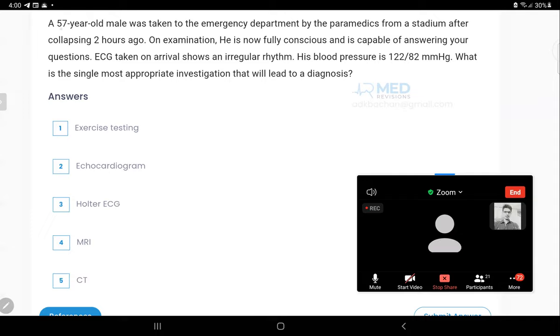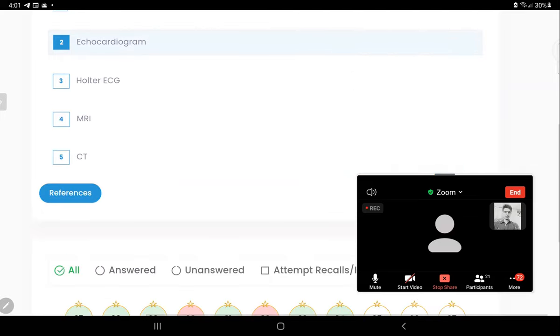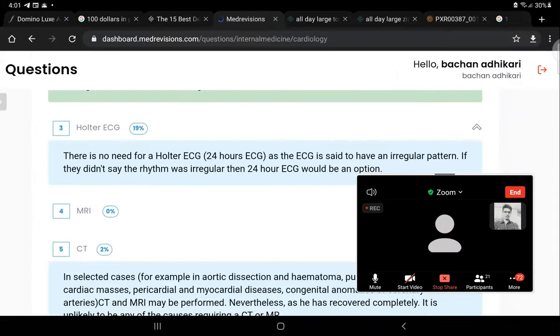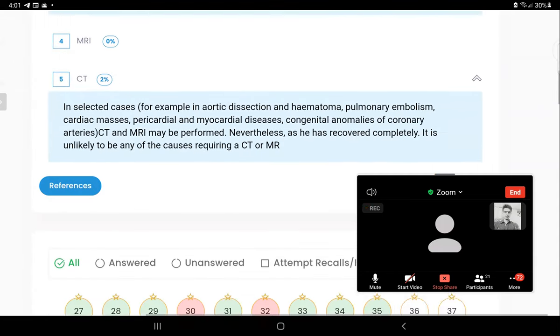And this is a 57-year-old and they've collapsed 2 hours ago, right? All right, they are now fully conscious. This seems like a valve problem, isn't it? Seems like a valvular problem, right? Atrial fibrillation associated with maybe a mitral stenosis or so, or you know, aortic regurg. So with aortic stenosis, echo would be an answer, right? Echo would be an answer. Okay, let's move to the next thing.